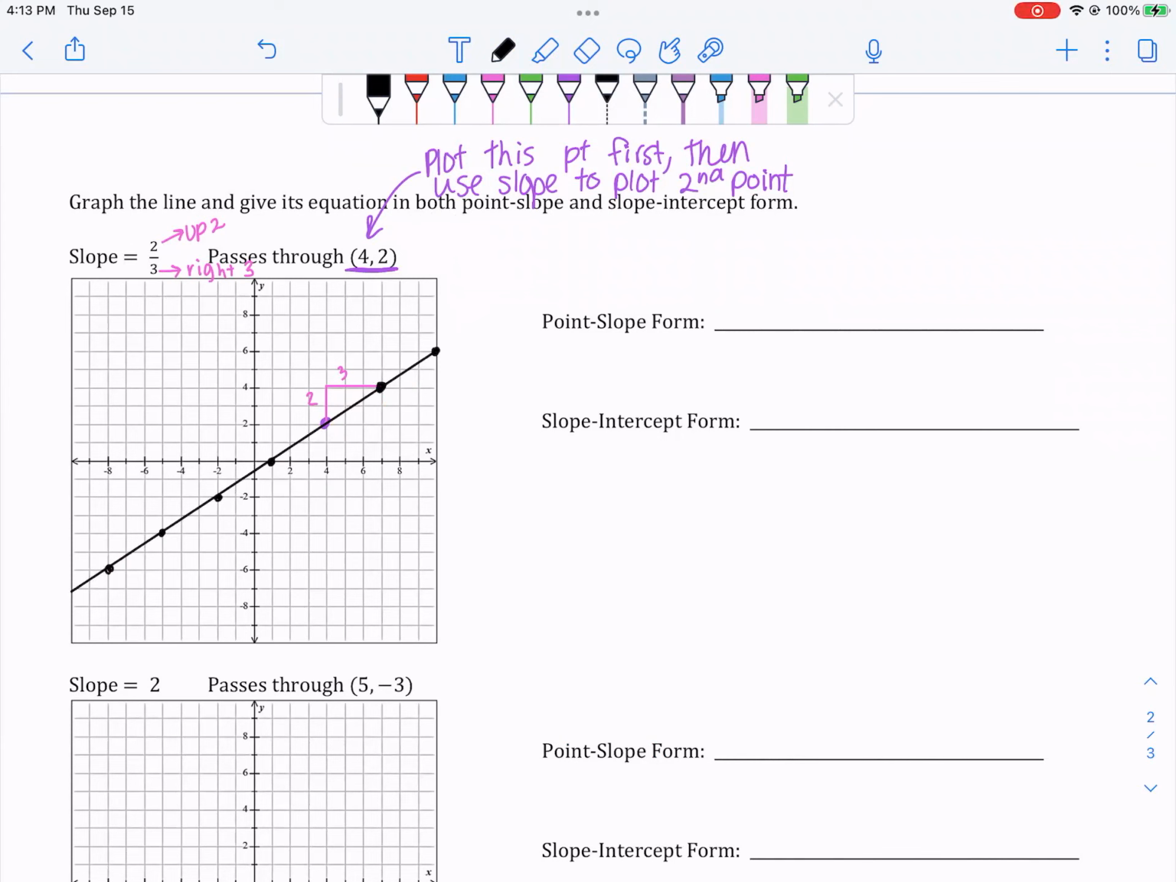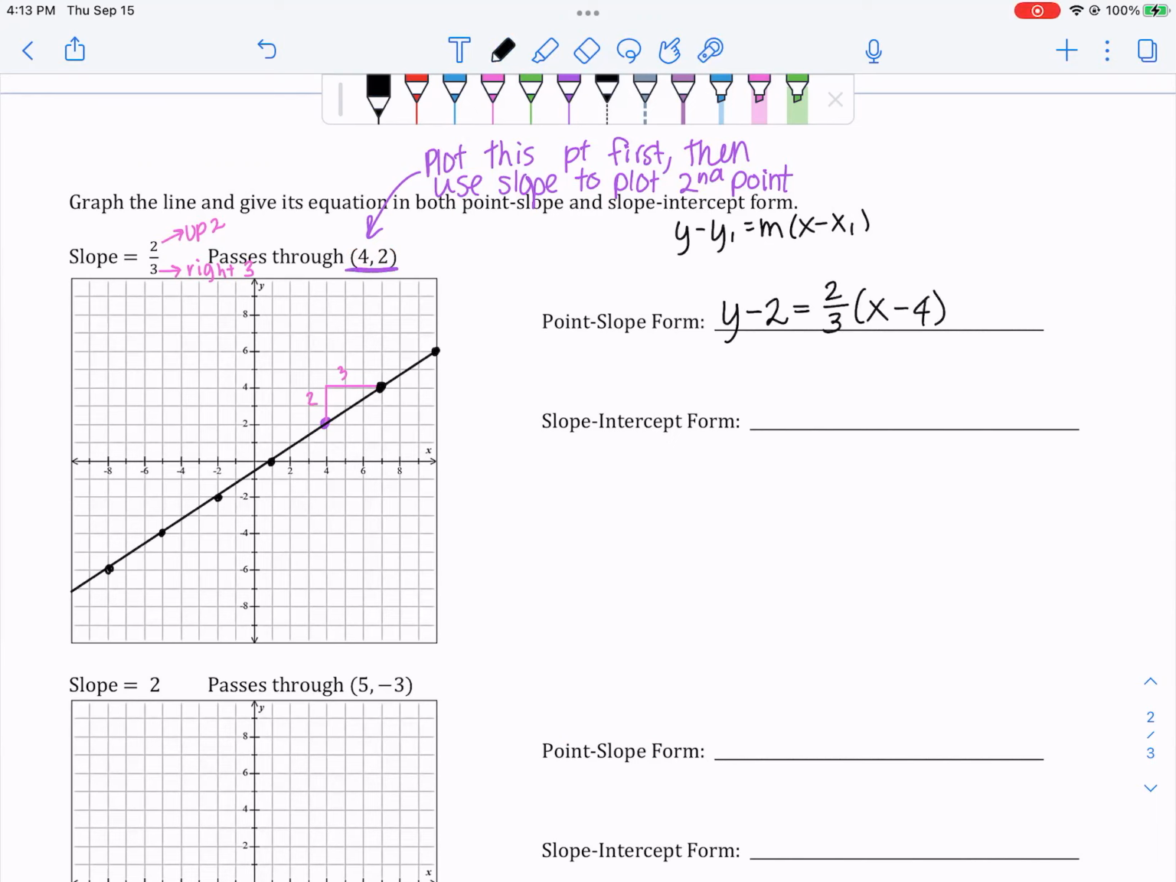For point-slope form, that's going to be y minus y1 equals m times x minus x1. You have the x1, you have the y1, you have the m. So in point-slope form, y minus y1 is going to be y minus 2, just the y value here. The slope is 2/3. x minus x1 is x minus 4.